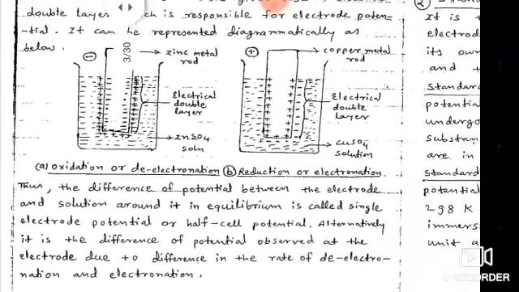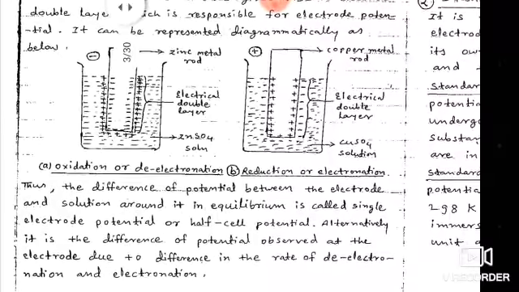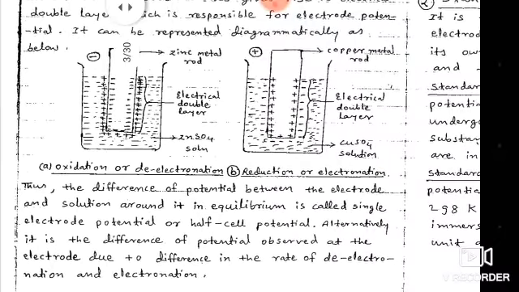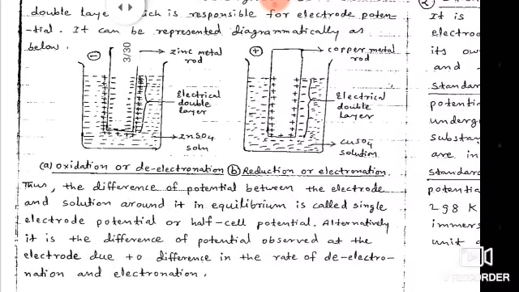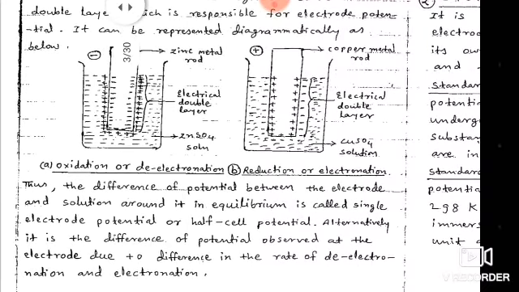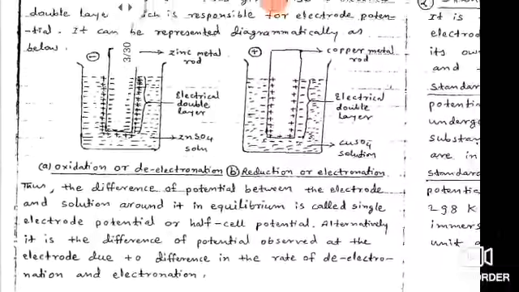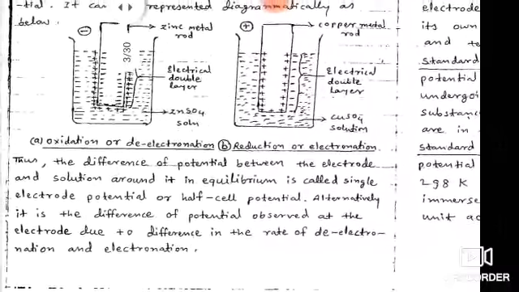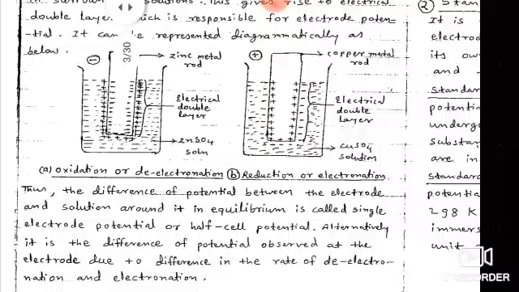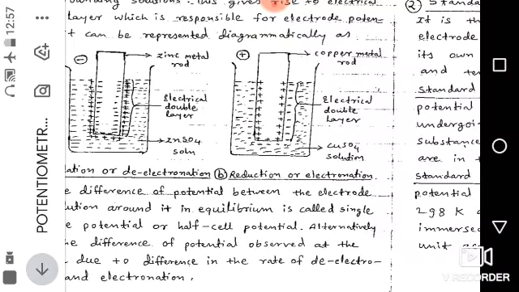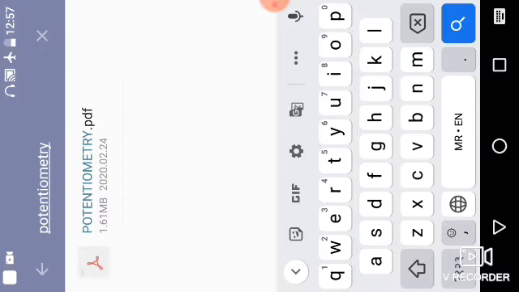So zinc undergoes the oxidation and copper undergoes the reduction. So we'll get such type of the case.